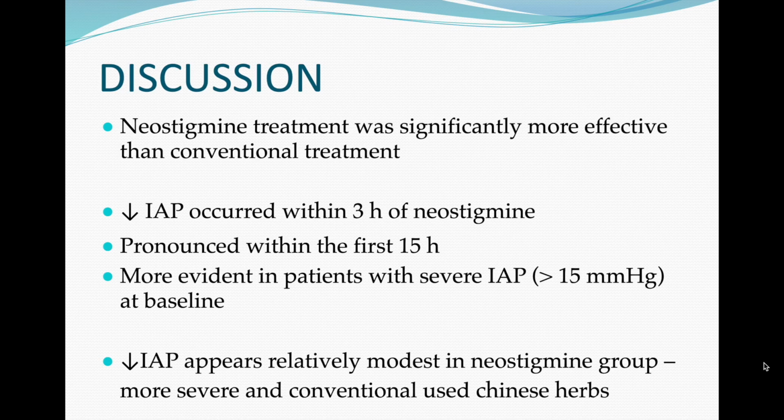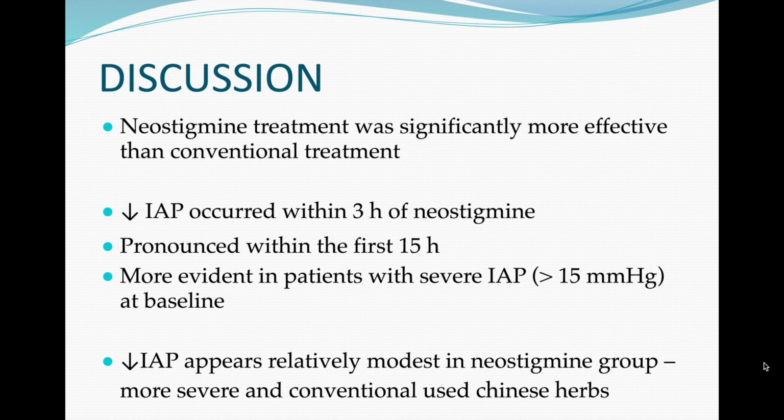So basically, overall, what we saw in this study was that Neostigmine treatment was significantly more effective than conventional treatment in reducing the IAP at 24 hours and also increasing the stool volume at 24 hours. The reduction in IAP occurred within 3 hours of use of Neostigmine. It was most pronounced in the first 15 hours, and it was also significant at 24 hours, but the highest effect was seen at 24 hours, after which it faded.